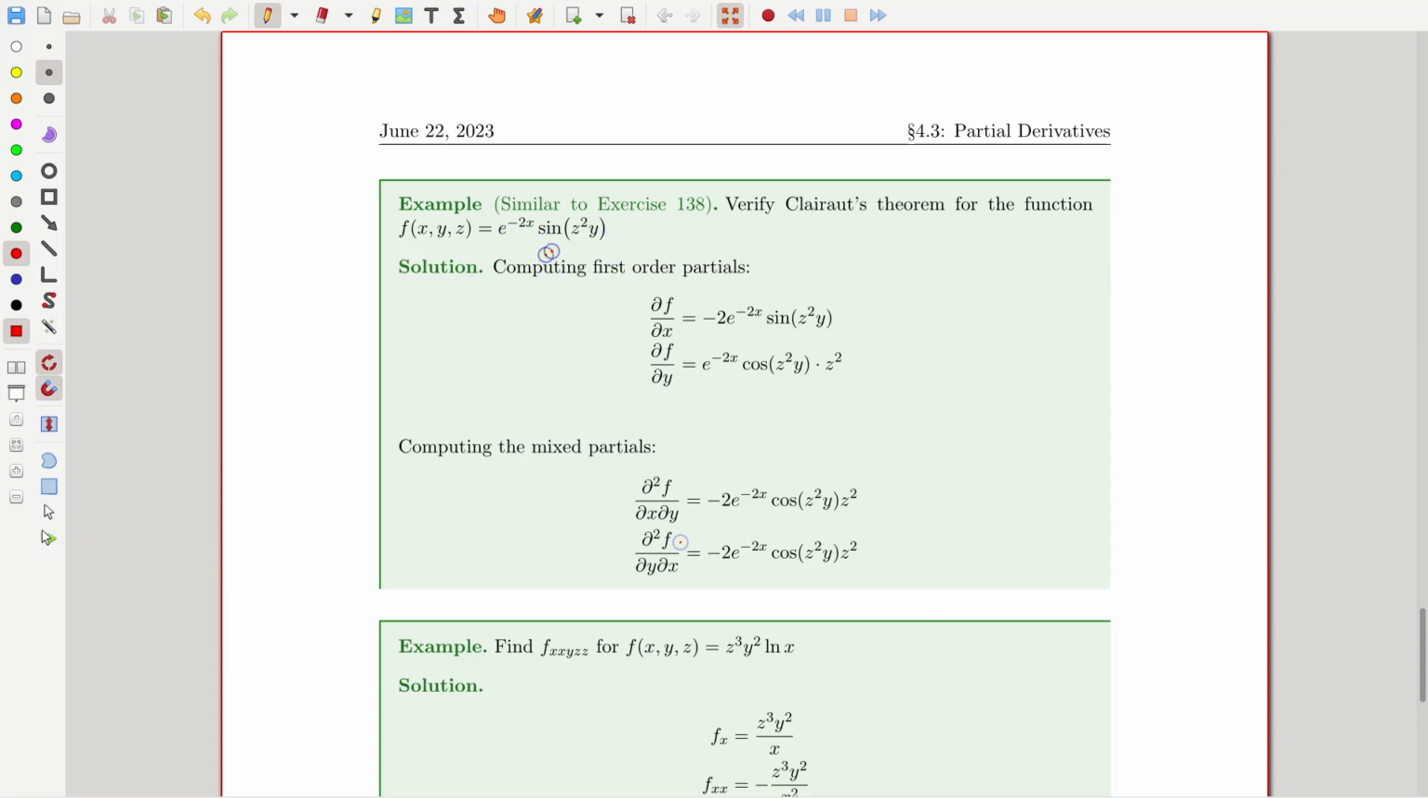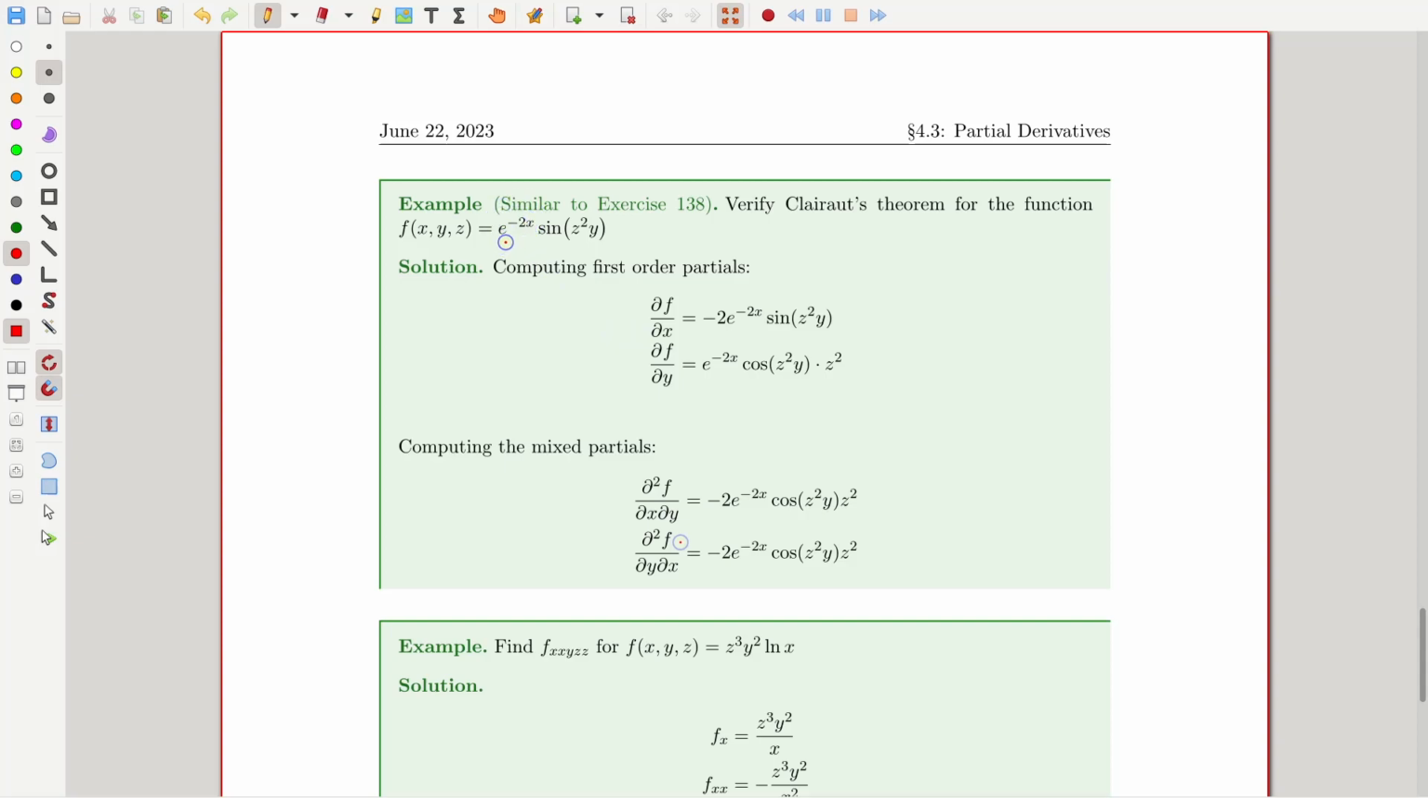So the x derivative, let's see. This sine function is not dependent on x at all, so this is treated as a constant with respect to this derivative with respect to x. We only have this exponential function to deal with. Derivative of this exponential is going to pull out a -2. So we get a -2, the exponential, and then the sine. That's the x derivative.